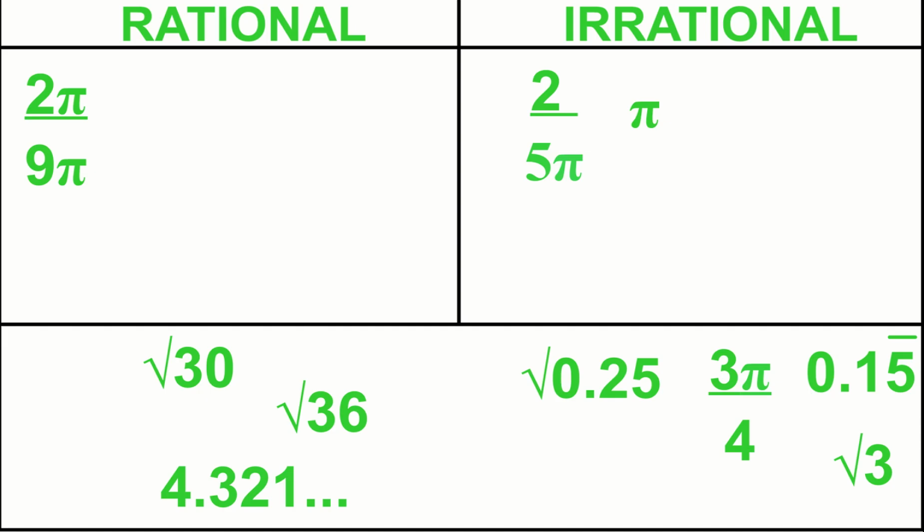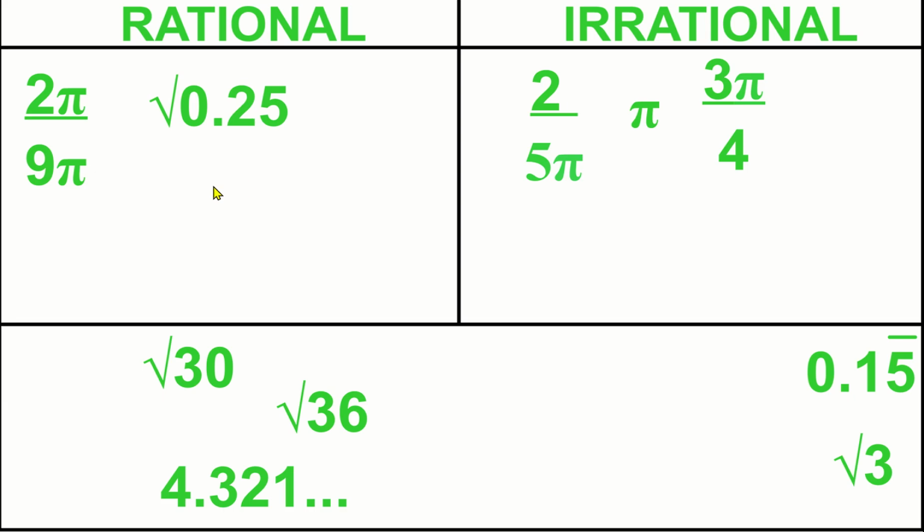Alea? Yeah, 3 pi over 4, same type idea. If there's pi just on top or just on the bottom, it's going to be irrational. If it's on both, they cancel out. That makes it rational. Ashley. Square root of 0.25 is rational. That would be 0.5. Remember, if it's a decimal, we just like work it like the decimal's not there.